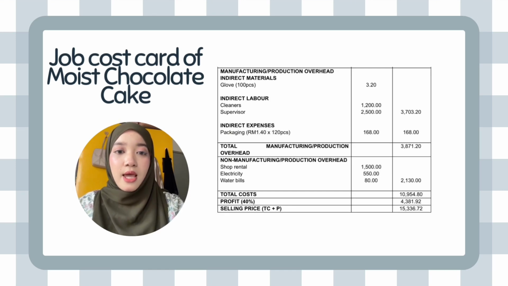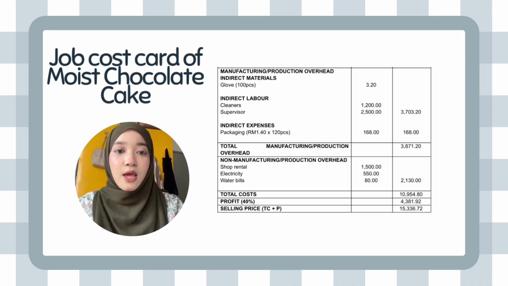Now, let us examine the non-manufacturing or non-production overhead costs, row by row. First, the shop rental is 1,500 ringgit. Second, electricity comes to 550 ringgit. Third, the water bills amount to 80 ringgit. Summing this up, the subtotal for non-manufacturing overhead is 2,130 ringgit.